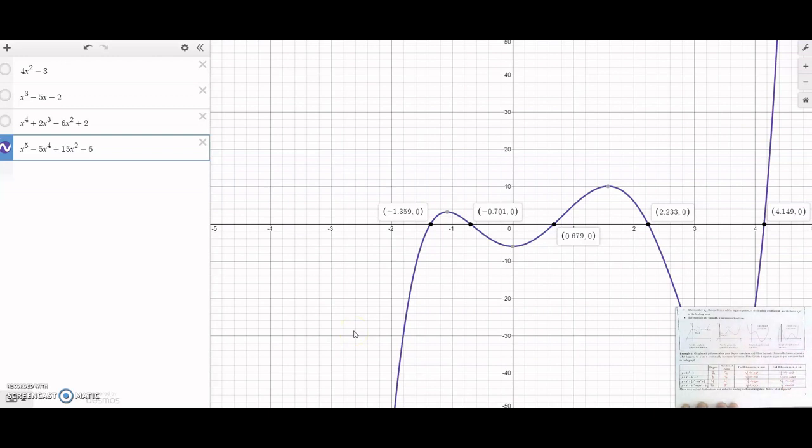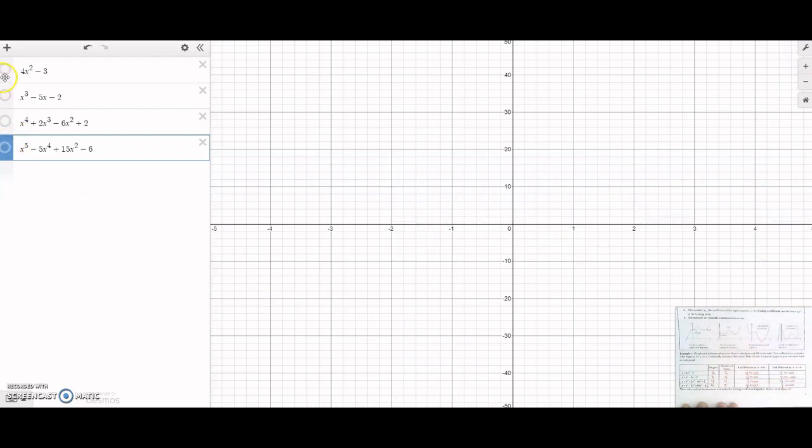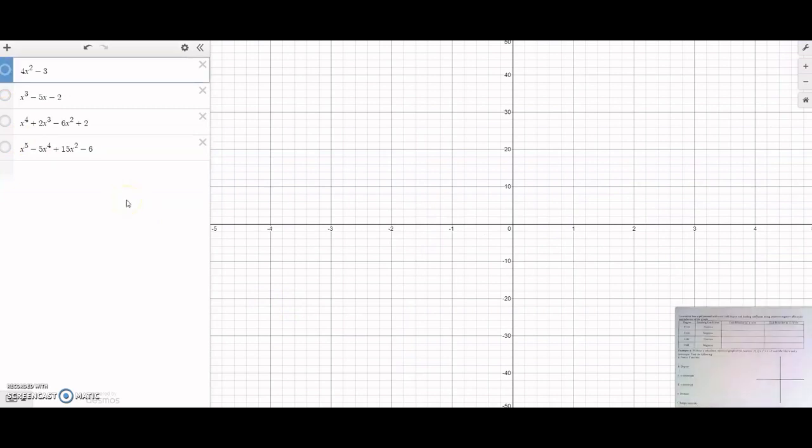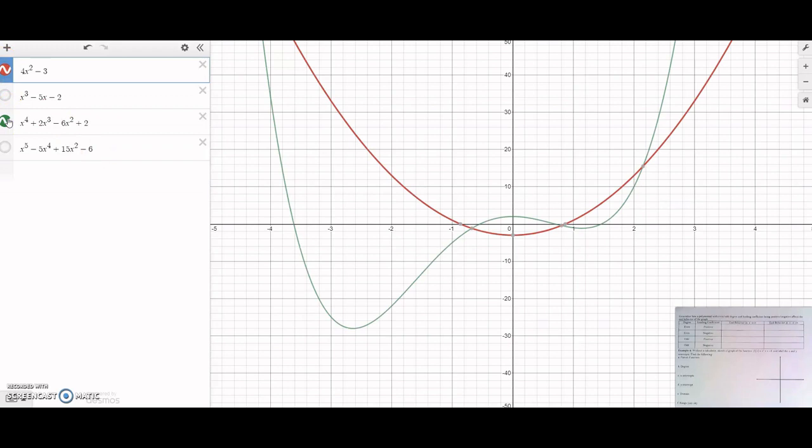Now take each of these functions and make the leading coefficient negative. Let's see what happens. Looking at each of these functions, let's take a look at the polynomials with even degree. So this would be the quadratic and the quartic. When the leading coefficient is positive, we notice that the end behavior, as x approaches infinity, f of x also approaches infinity, or y approaches infinity. As x approaches negative infinity, y also approaches positive infinity.